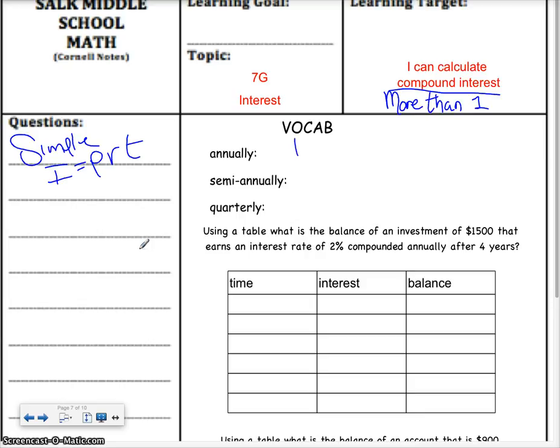So annual means one. If I say compounded annually, I mean once a year. Semi-annual, what do you think semi means? Half. Yeah, half, two. Semi-annual means two times a year. So if you get compounded semi-annually, every six months they're going to recalculate what your balance is. And then quarterly, what do you think that means? Four. Four times a year, yep. So those are the vocab words that you need to know with compound interest. You're either compounded annually, semi-annual, or quarterly.